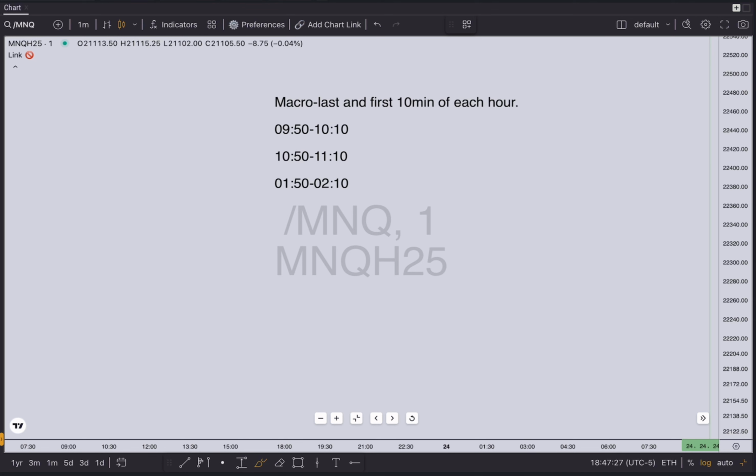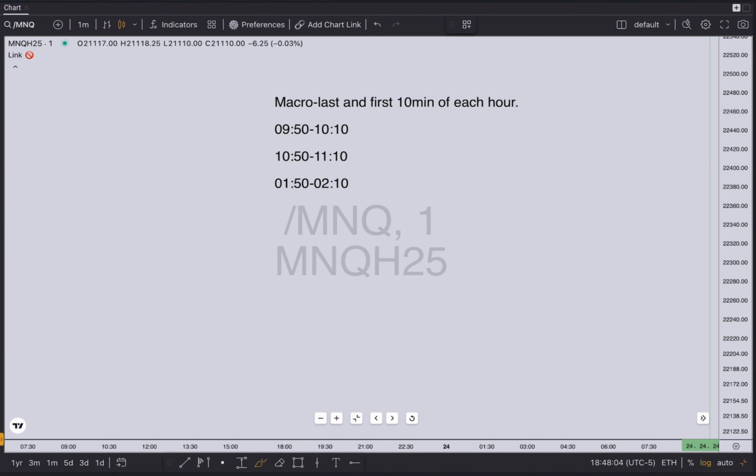Today's lecture is going to be talking about macros: what they are, how to spot them, how we use them, and all that. So, what is a macro? A macro is basically a specific time of day where the market speeds up the pace or carries its momentum and starts to move. Just in general, it's a time where the market moves a little bit quicker relative to the other times of the day.